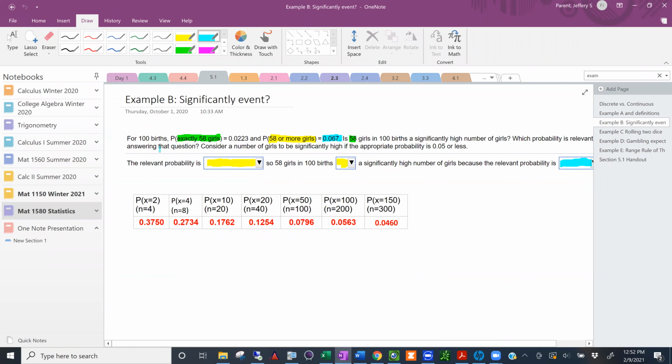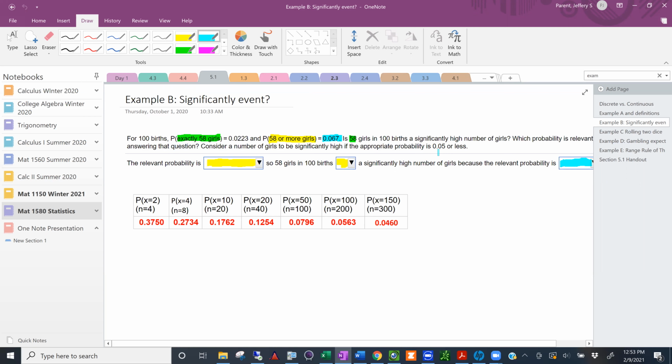For 100 births, the probability of exactly 58 girls is 0.0223. And the probability of 58 or more girls, meaning 58, 59, 60, all the way up to 100, is 0.067. Is 58 girls in 100 births a significantly high number of girls? Which probability is more relevant for answering that question? Consider the number of girls to be significantly high if the appropriate probability is less than 5%.